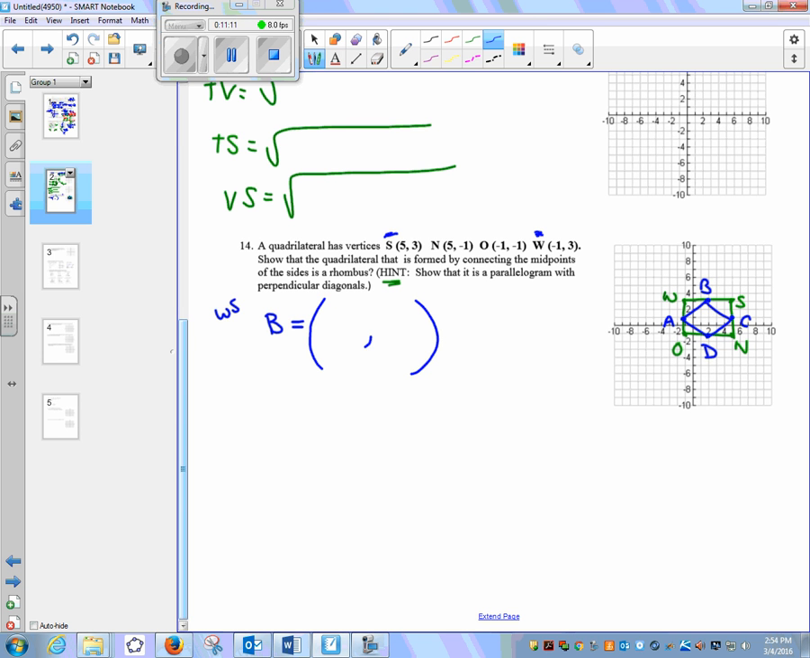Add the x's, 5 plus negative 1 over 2. Add the y's, 3 plus 3 over 2. This should become 4 over 2, which is 2, and 6 over 2, which is 3, which makes sense because it looks like that point is at the point 2, 3. Okay? So we could do the midpoint formula for all of these.